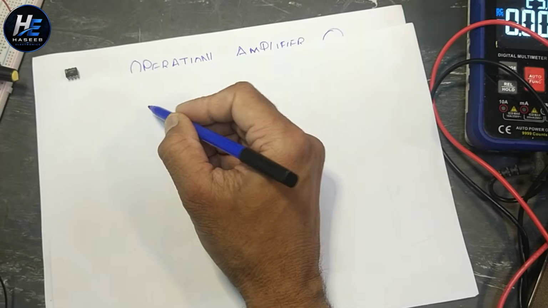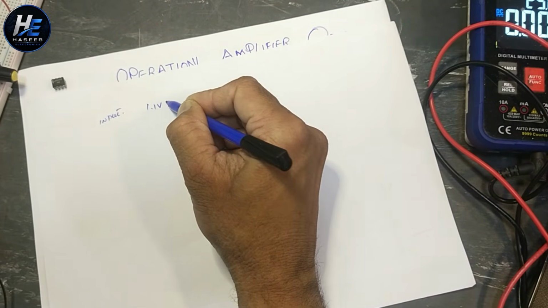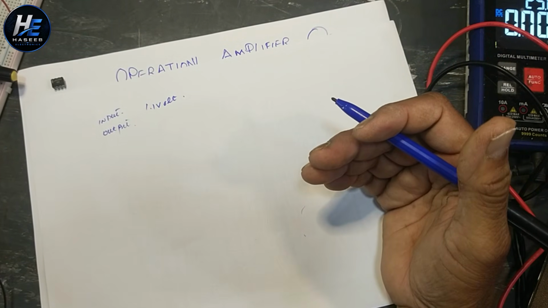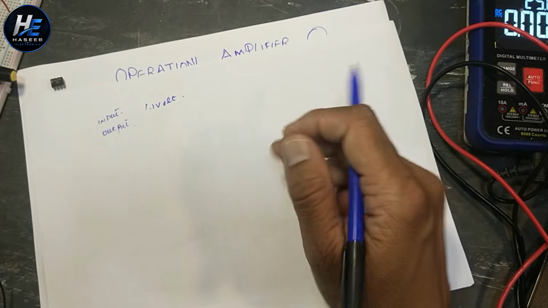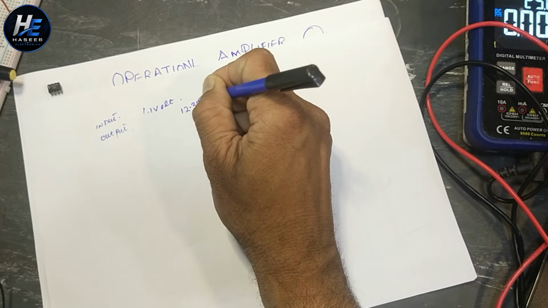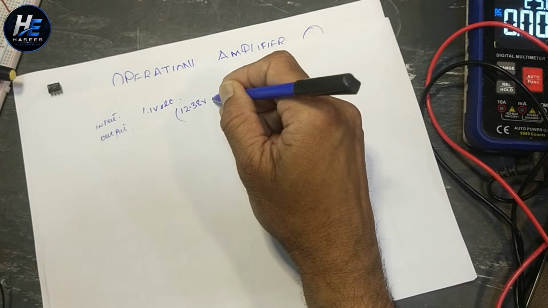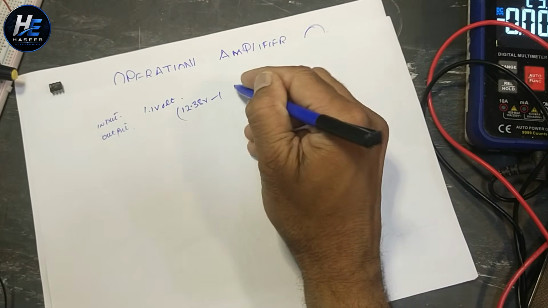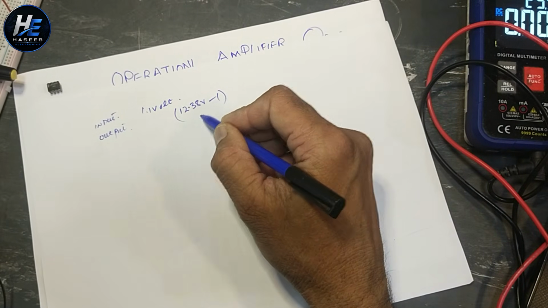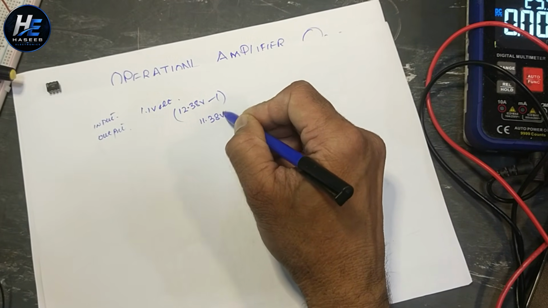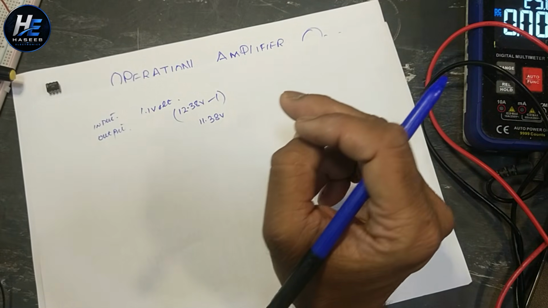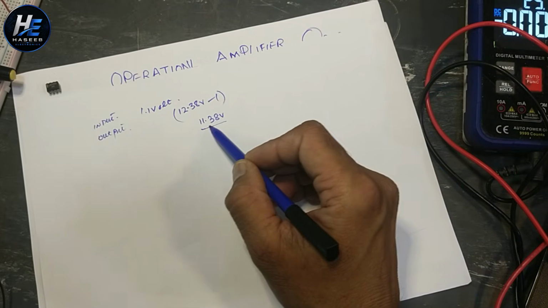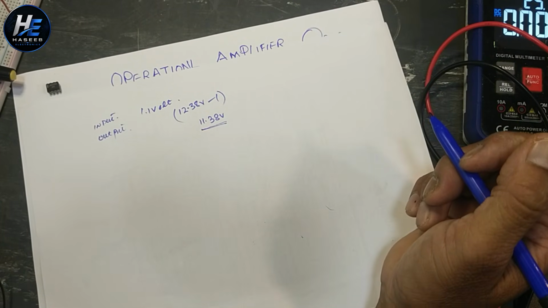Now we have input 1.1 volt, output. Now how much output will we get from this operational amplifier? We have a 12.38 volt power supply minus approximately 1 volt in the output from the output stage. Output approximately 11.38 volts. When input difference is maximum and we design gain maximum, saturated output will be 11.38.